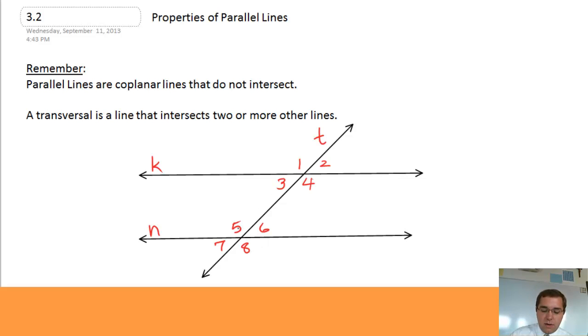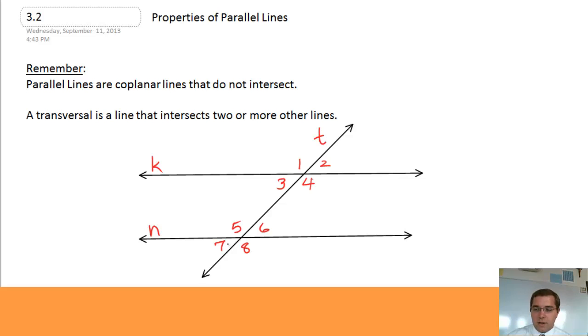Angle 1 and angle 5 are called corresponding angles. They are in the same relative position on each parallel line. They are above each of their lines and to the left of the transversal. So angle 2 and angle 6 are corresponding angles. Angle 3 and angle 7 are corresponding angles. Angle 4 and angle 8 are corresponding angles.